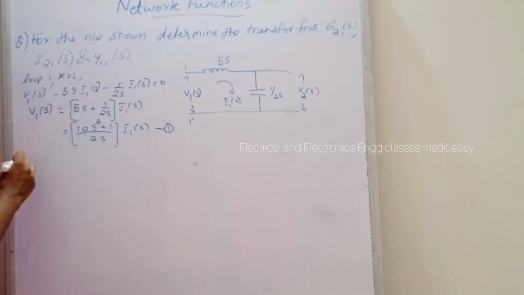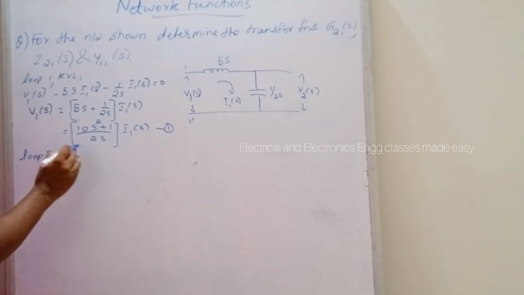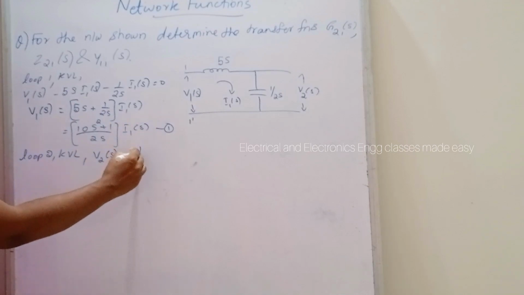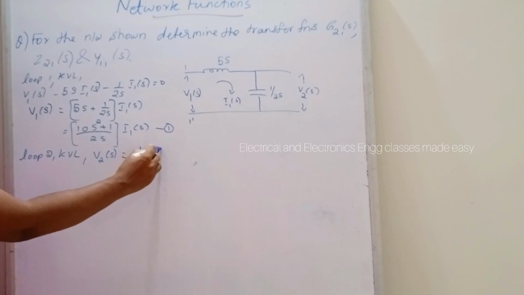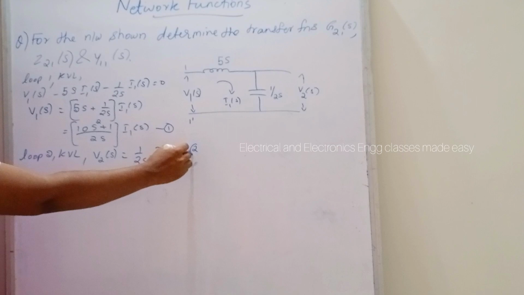Then applying KVL for the loop 2, we will get V2 of S. V2 of S is equal to 1 divided by 2s into I1 of S. So this is the second equation.